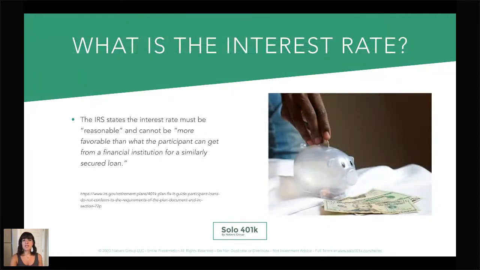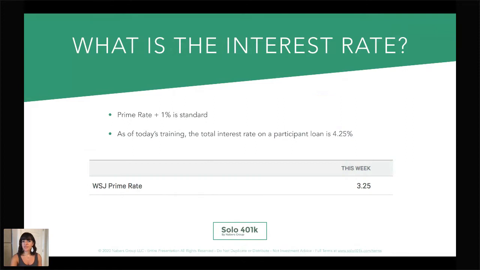The interest rate. So the IRS states the interest rate must be reasonable and cannot be more favorable than what the participant can get from a financial institution for a similarly secured loan. So the interest rate is going to be the prime rate plus 1%. So right now, the prime rate is 3.25%. So the participant loan is going to be 4.25%. I've had people ask, can I pay myself 20% as the interest rate? You cannot. Yes, it sounds great because you're getting some more funds into your 401k, but you want to follow this interest rate.